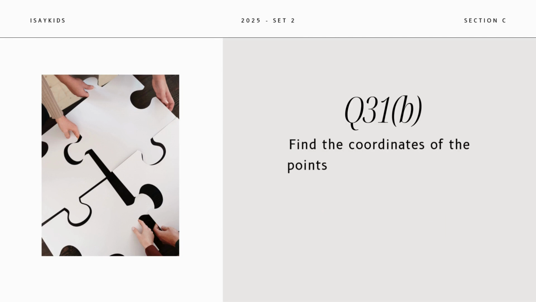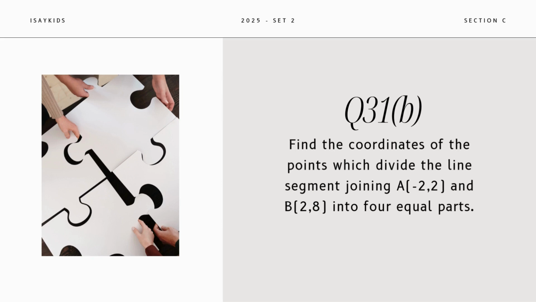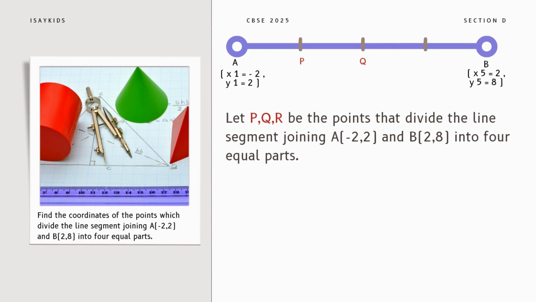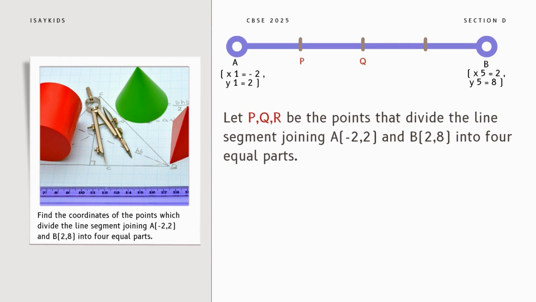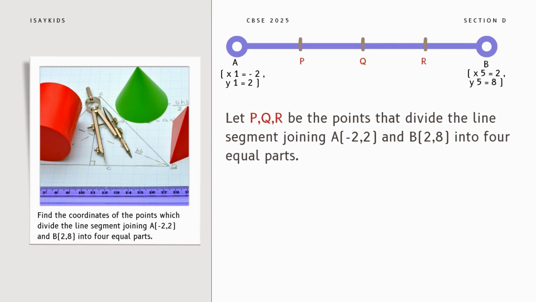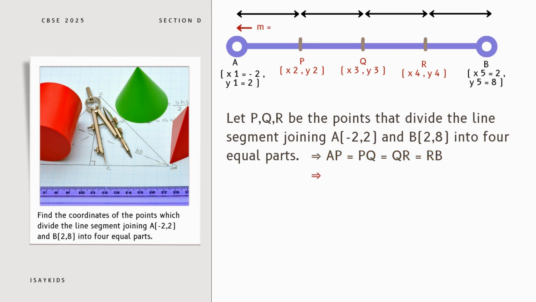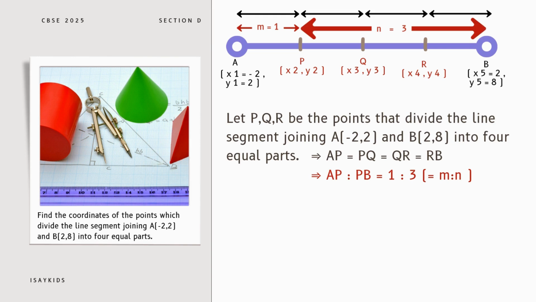Find the coordinates of the points which divide the line segment joining A and B into 4 equal parts. Let P, Q, and R be the points that divide the line segment joining A, coordinates minus 2 and 2, and B, coordinates 2 and 8, into 4 equal parts. That means AP is equal to PQ is equal to QR and is equal to RB. That means AP is to PB would be 1 is to 3. Let's say this is m is to n.